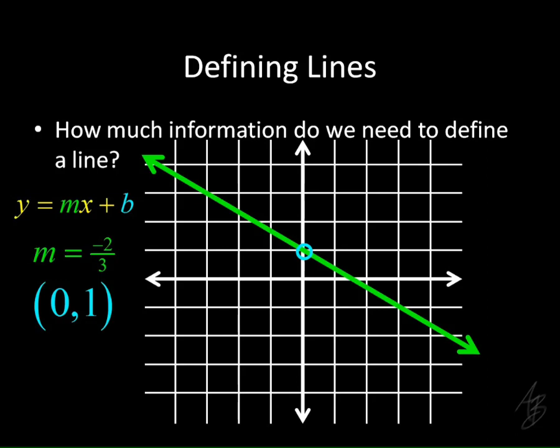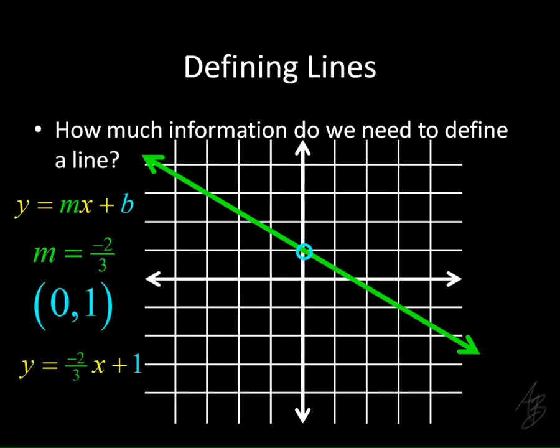So if we want to write the equation of this line, what should I put where m is right here? Negative 2/3. What should I put where b is here? 1. And we're going to get an equation that looks like that. So that equation represents that line.